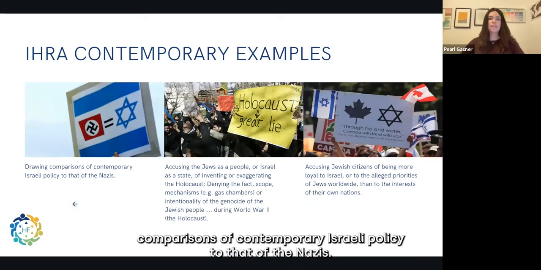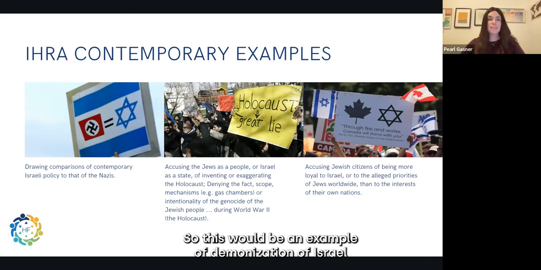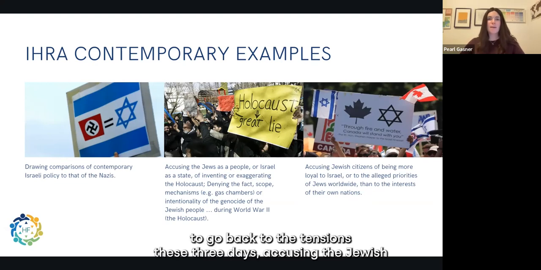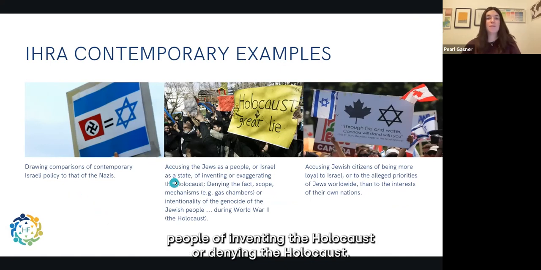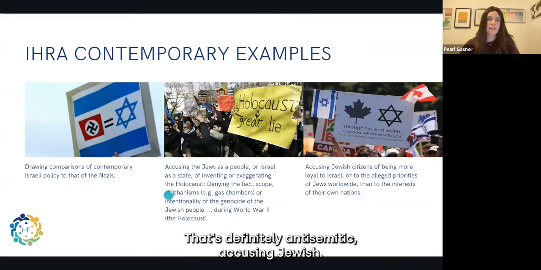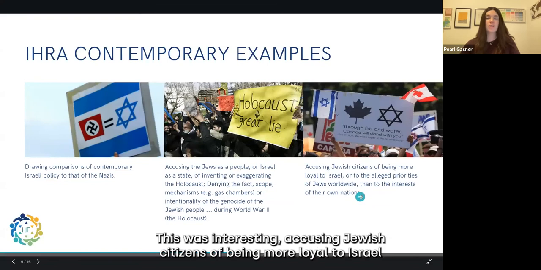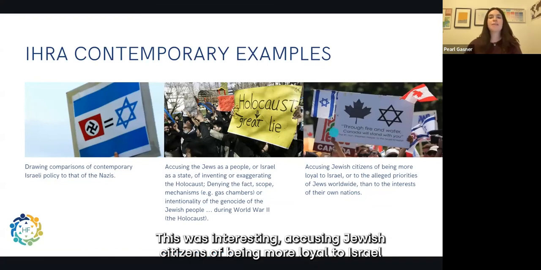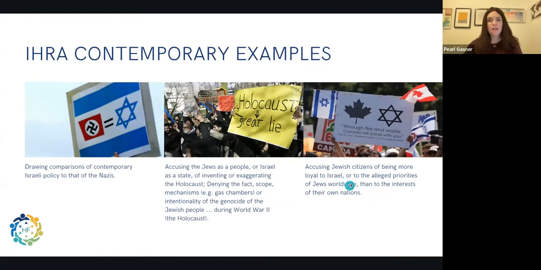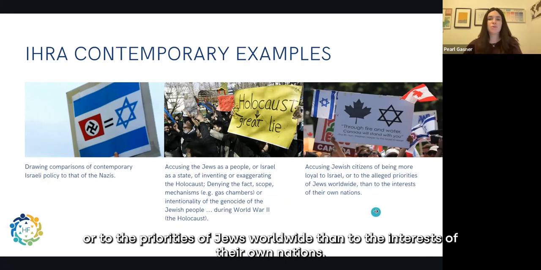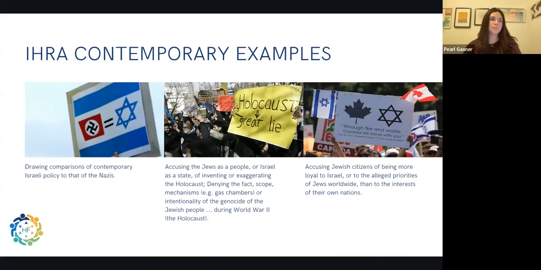Drawing comparisons of contemporary Israeli policy to that of the Nazis. So this would be an example of demonization of Israel, to go back to Natan Sharansky's 3Ds. Accusing the Jewish people of inventing the Holocaust or denying the Holocaust, that's definitely anti-Semitic. Accusing Jewish citizens of being more loyal to Israel or to the priorities of Jews worldwide than to the interests of their own nations. This one's interesting.